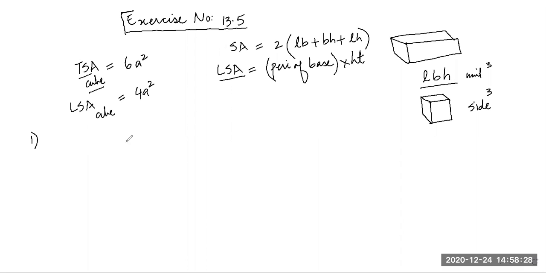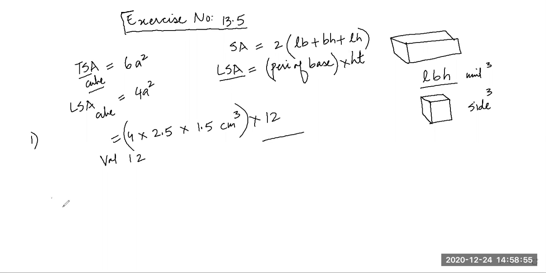A matchbox measures 4 into 2.5 into 1.5 centimeter cube. This is the first question. What will be the volume of a packet containing 12 such boxes? First we will calculate the volume of one box. So the volume of 12 boxes will be this whole volume multiplied by 12. So please do the calculation and write the answers.